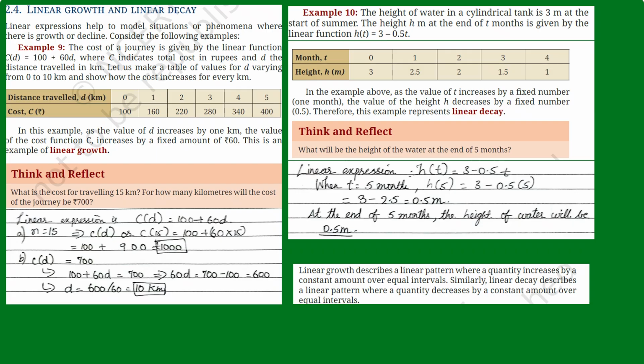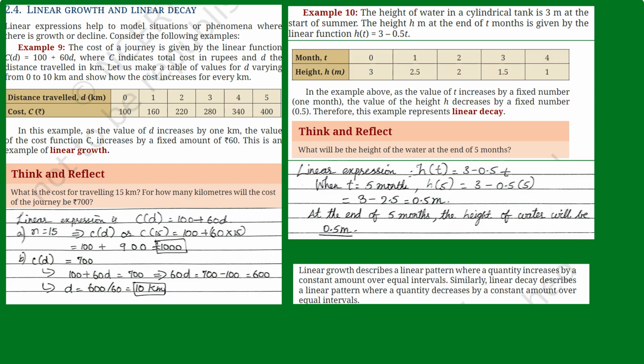In this example, as we can see very well, if the value of D increases by 1 kilometer, then the value of the cost function will increase by a fixed amount of 60. That we can make out very well from the values, right? 160 minus 100 is 60, 220 minus 160 is 60, 280 minus 220 is 60. So there is a constant increase of 60 rupees for each and every kilometer as the distance progresses by each step. This kind of example, you will call a linear growth.